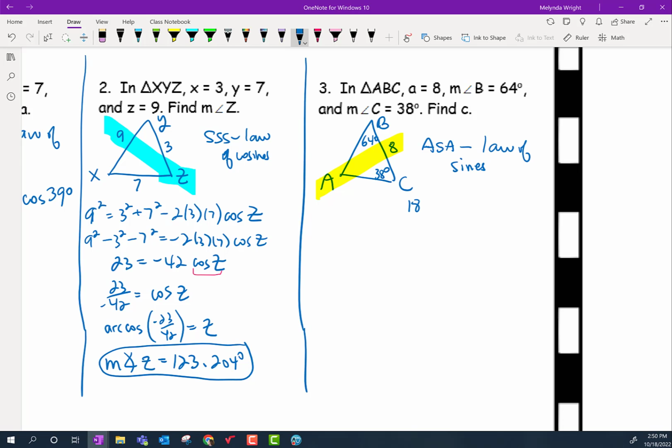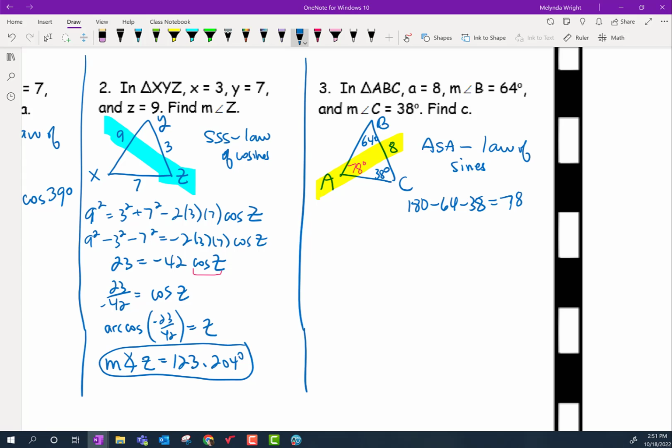So I've got 180 minus 64 minus 38. Of course, I have a calculator, so I used that. And that gave me 78. Okay, so let's just put that in there. So that's 78 degrees. I'm just putting it in a different color to remind myself that I calculated that. That wasn't given to me. I calculated that myself. And as I check my work, that just helps me know, hey, maybe I made a mistake there. Let me double check.